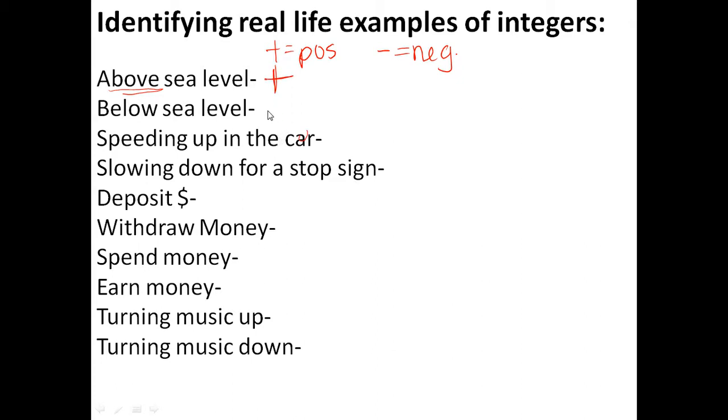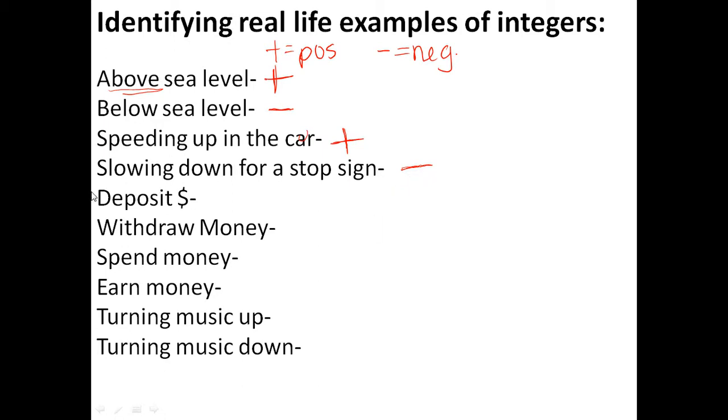Below sea level would be less than 0, so that's going to be negative. Okay? Let's look at the third one. Speeding up in the car. If I accelerate my speed, that means I'm increasing my speed, which would mean it's going to go up, which is positive. If I slow down for a stop sign, my speed is decreasing, and I've got to slow down. If I go from 50 miles an hour to 10 miles an hour, I have decreased, and it's negative.